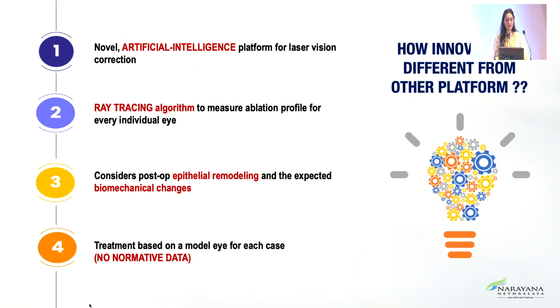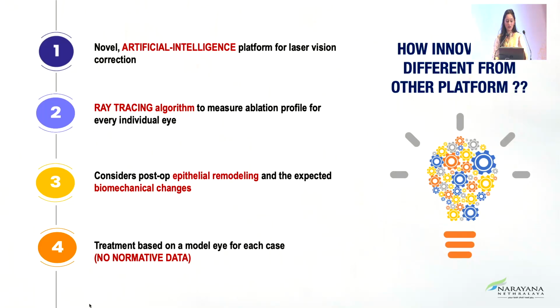Now, how is this different? How is InnoVise different from the other platforms? It is an artificial intelligence platform for laser vision correction. It also includes the ray tracing algorithm to calculate the ablation profile for every individual eye. It considers your post-op epithelial remodeling and the expected biomechanical changes, and helps us with the refraction which is going to be treated. The treatment is based on a model eye for each case, and it's not based on a normative database or on a nomogram based on your previous calculations.